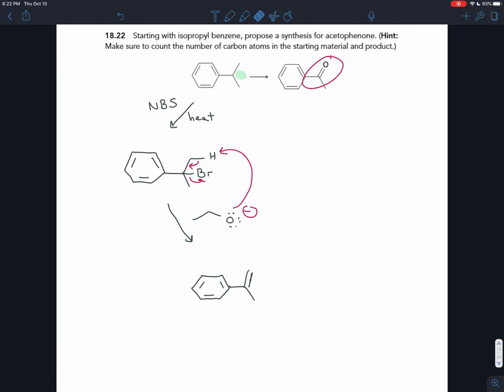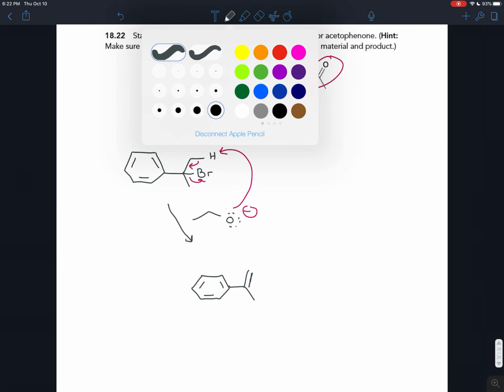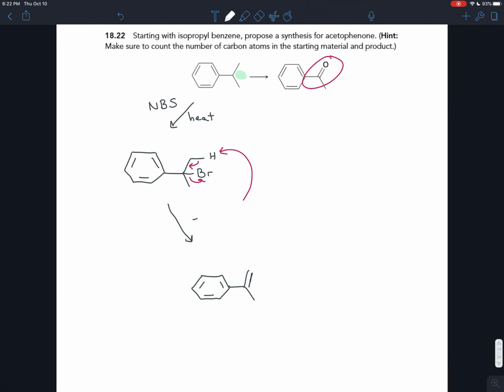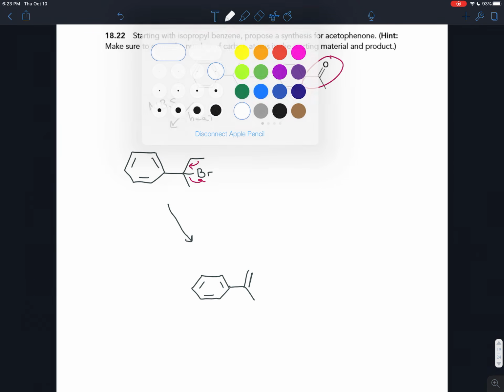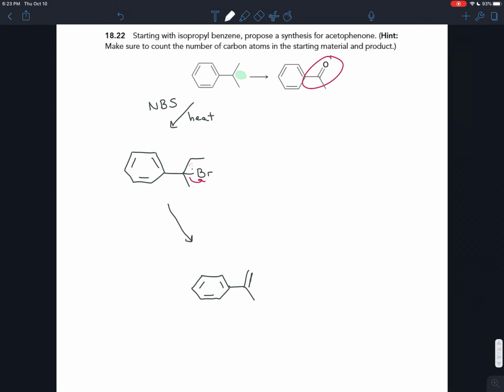I'm just going to erase these. That's the mechanism for how it's happening. But just so we can see the progression, the narrative, I'm going to erase those.